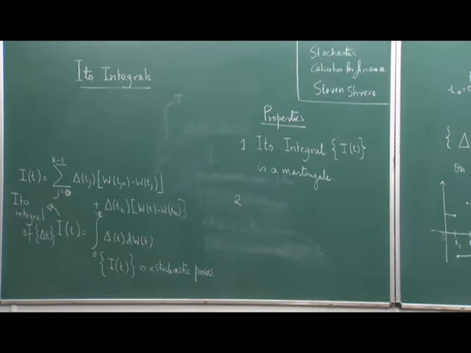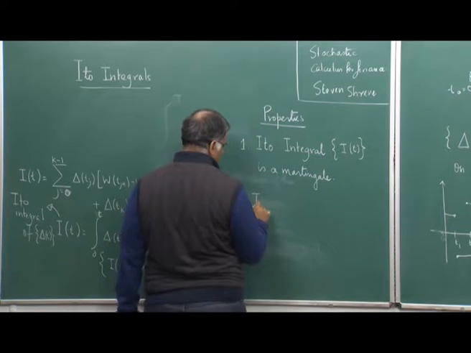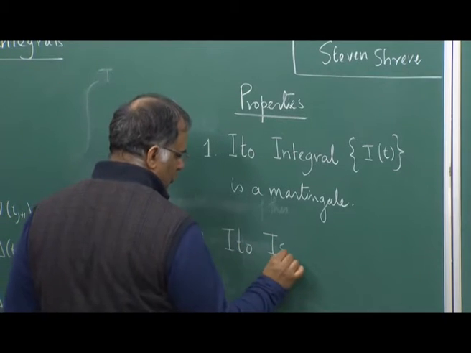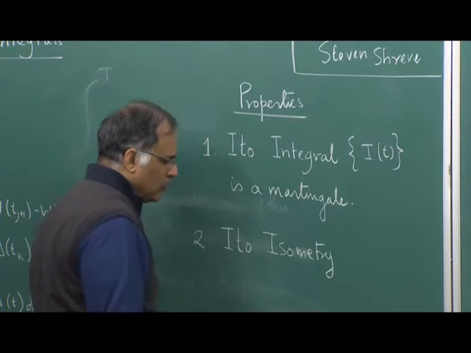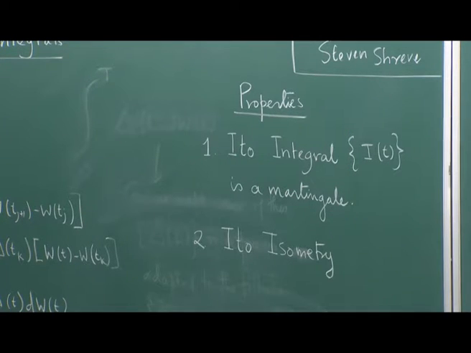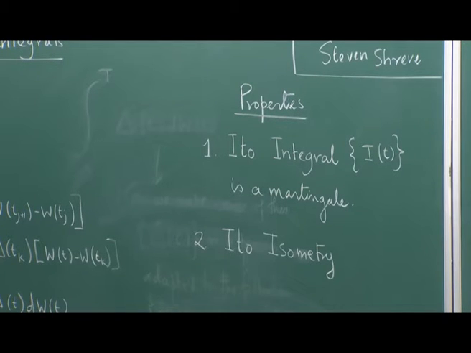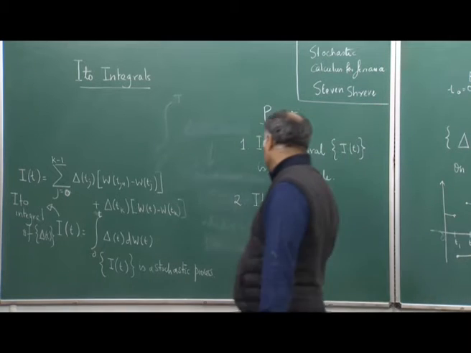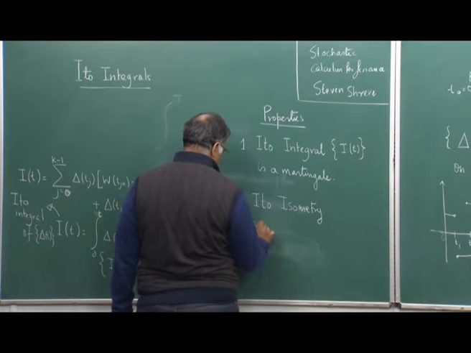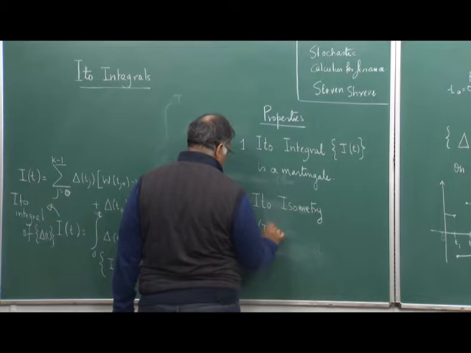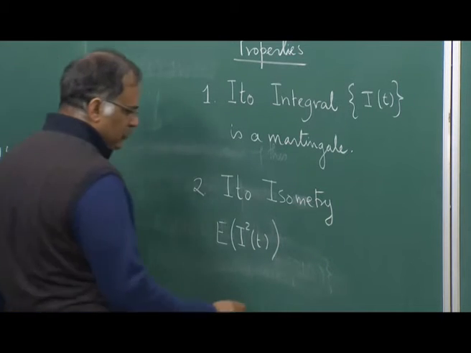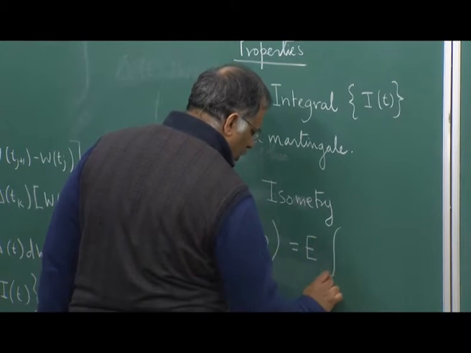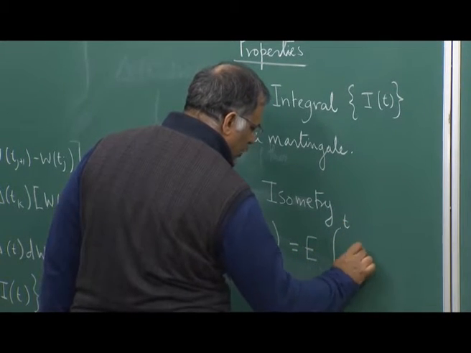Another thing is called Ito isometry. We will see what is the meaning of Ito isometry. Ito isometry says the following. Expectation of I square t, so expectation of the random variable I t squared, is equal to expectation of integral 0 to t delta square u du.